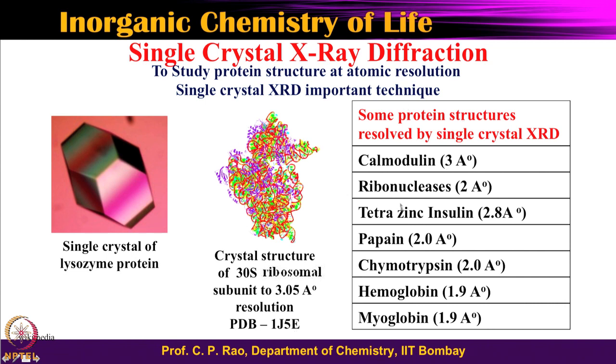There are a large number of crystal structures known, several hundreds of metalloenzyme crystal structures are known, maybe thousands also. Some examples are given: calmodulin, where the bracket value is the resolution, 3 angstrom resolution; ribonuclease, 2 angstrom; tetrainsulin, 2.8 angstrom; peptide, 2 angstrom; chymotrypsin, 2; hemoglobin, 1.9; myoglobin, 1.9.